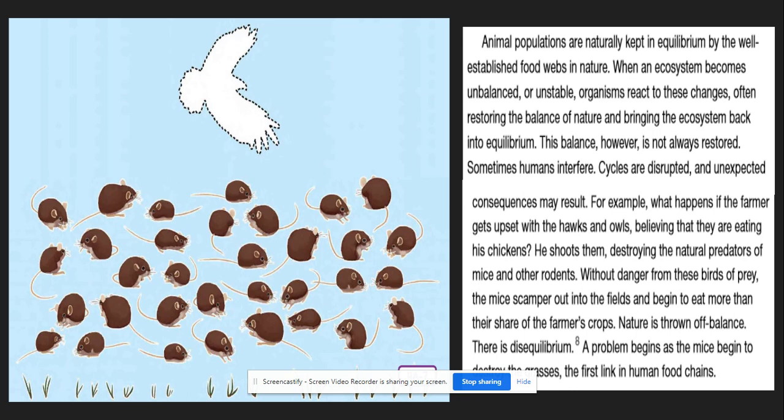For example, what happens if a farmer gets upset with the hawks and owls, believing that they are eating his chickens? He shoots them, destroying the natural predators of mice and other rodents. Without danger from these birds of prey, the mice scamper out into the fields and begin to eat more than their share of the farmer's crops. Nature is thrown off balance. There is disequilibrium. A problem begins as the mice begin to destroy the grasses and the first link in the human food chains.